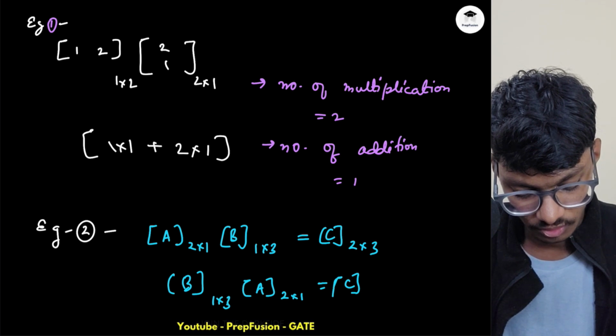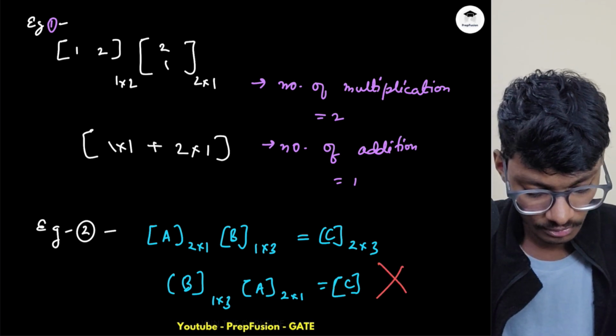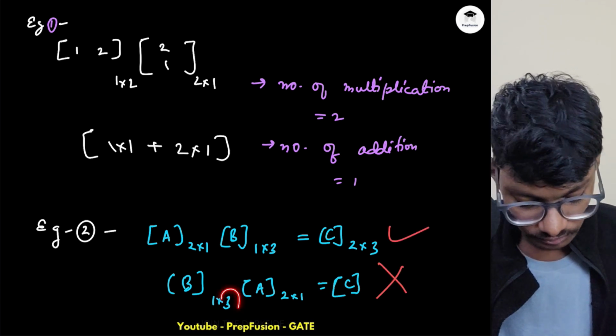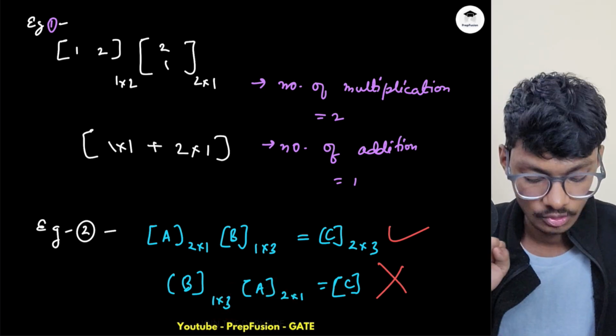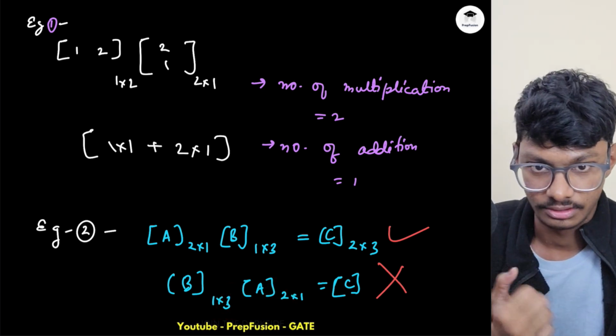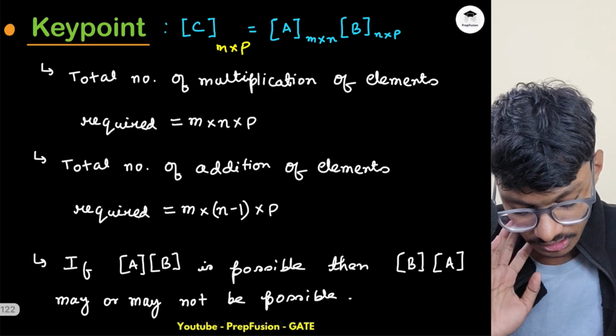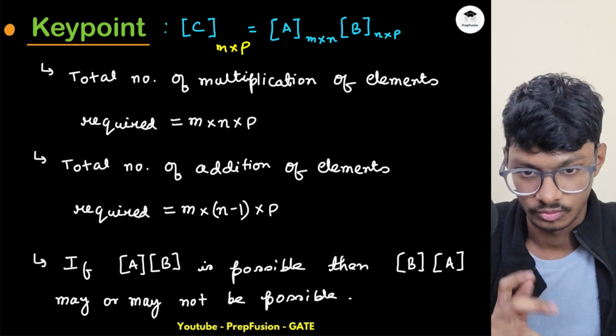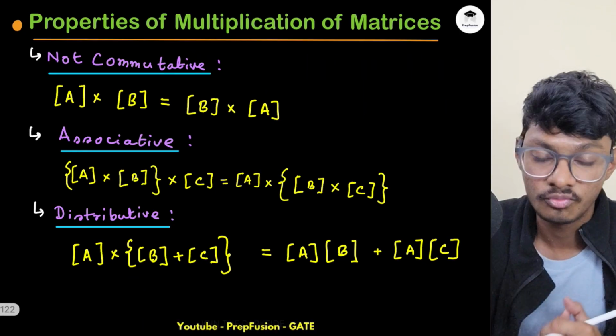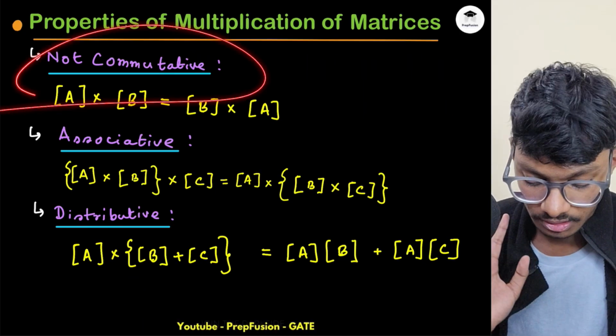Why? Because this is 3, this is 2. They are different, so the inner orders are different, hence it is not possible. That is what this statement is saying to us. Now, what are a few properties of multiplication of matrices? They are not commutative.